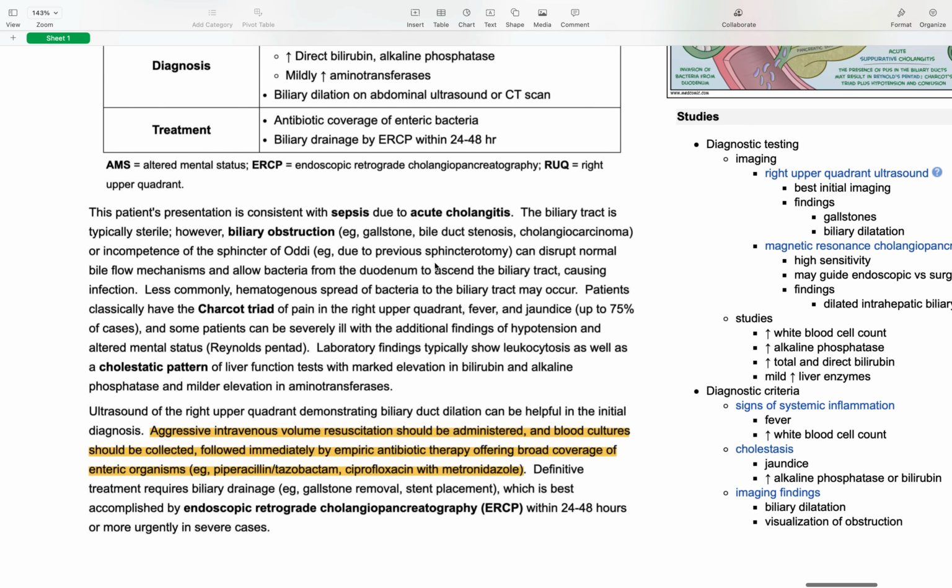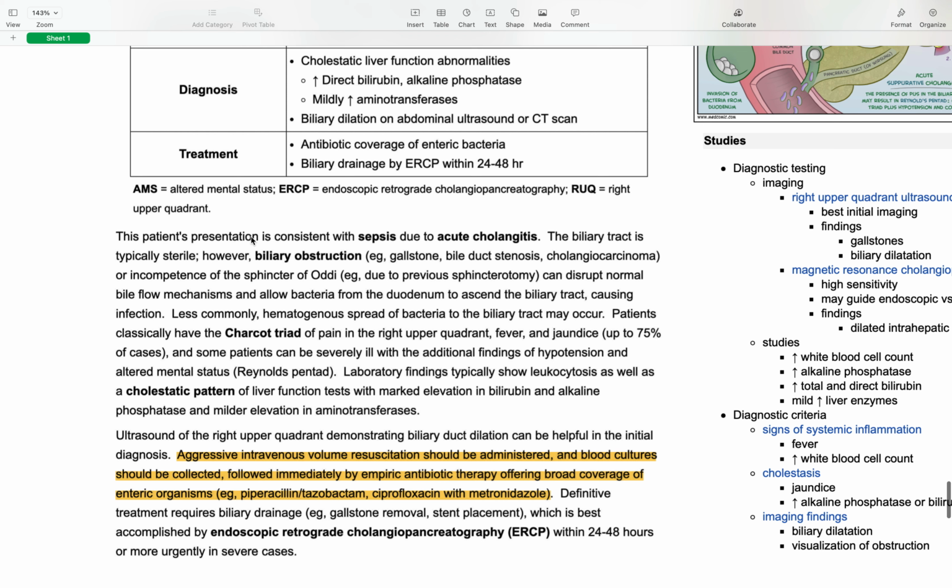So this bit of information is from UWorld. This patient's presentation is consistent with sepsis due to acute cholangitis. So the biliary tract is typically sterile. However, biliary obstruction due to a gallstone, stenosis, or a tumor, or incompetence of the sphincter of Oddi due to previous sphincterectomy can disrupt normal bile flow mechanisms and allow bacteria from the duodenum to ascend the biliary tract, causing infection. So it may present with the Charcot triad or may present as a Reynolds pentad.